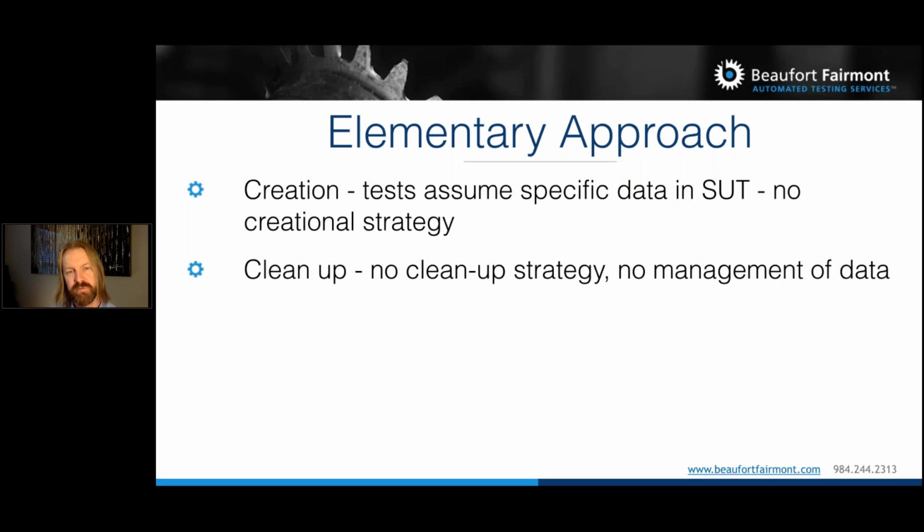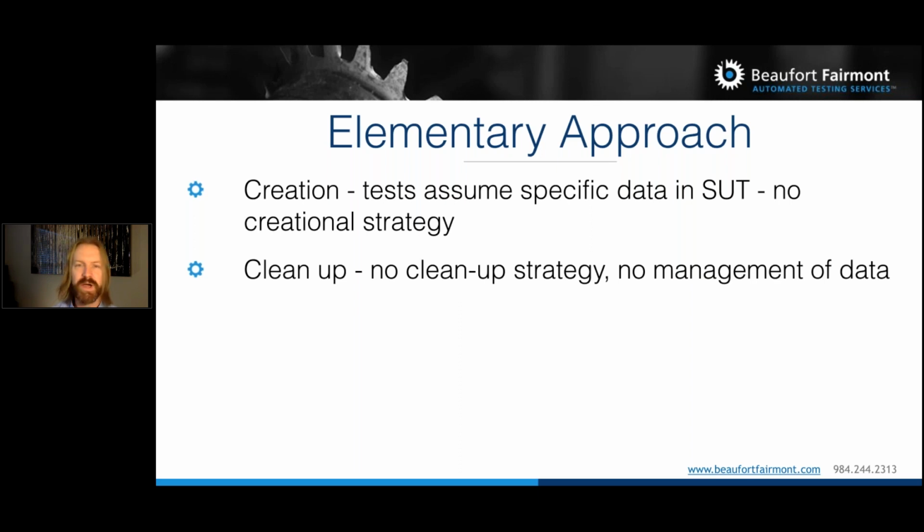So that's kind of the elementary approach. The creation, the test assumes that data is specific to what you need it for. We look for specific data in the SUT to use. There is no creational strategy. And cleanup, there's basically no cleanup strategy either, no management of data.